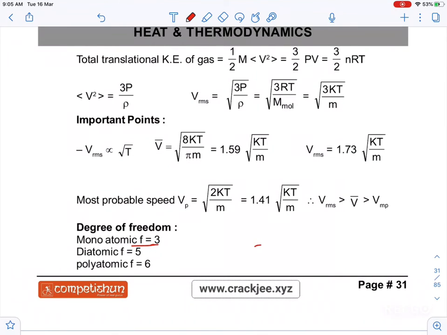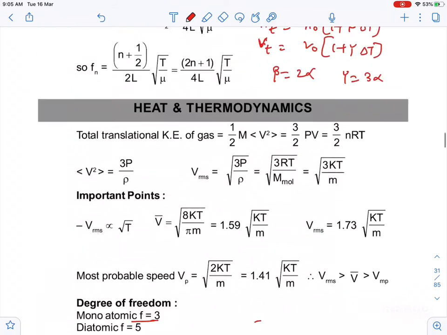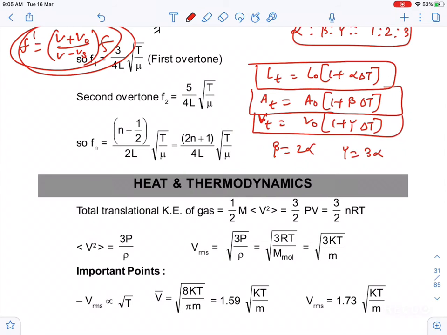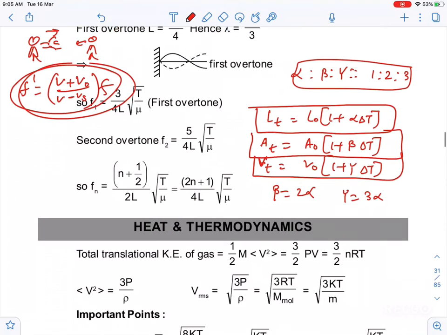Okay guys, now heat and thermodynamics. I have written the formulas here. First, linear expansion, areal expansion and volume expansion. L_T is equal to L naught (1 plus alpha delta T), A_T is equal to A naught (1 plus beta delta T), and V_T is equal to V naught (1 plus gamma delta T). The relation between alpha, beta and gamma is alpha : beta : gamma is 1 : 2 : 3.